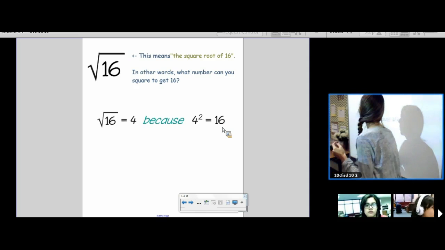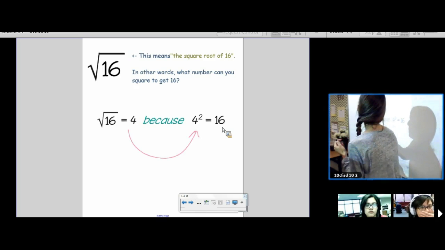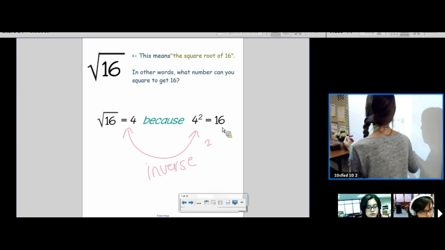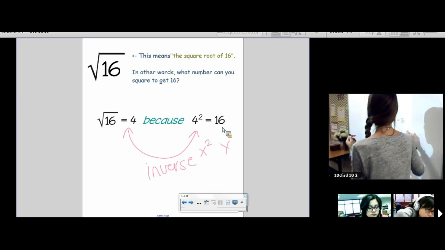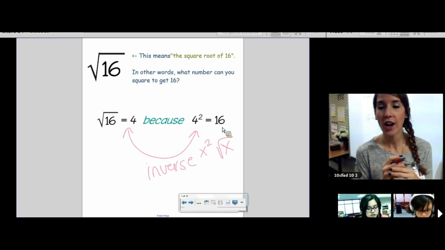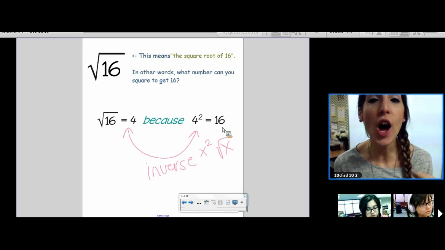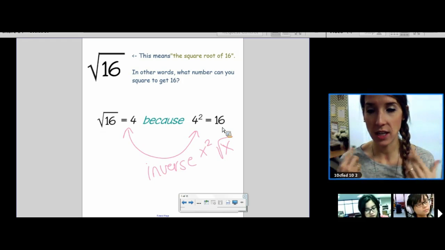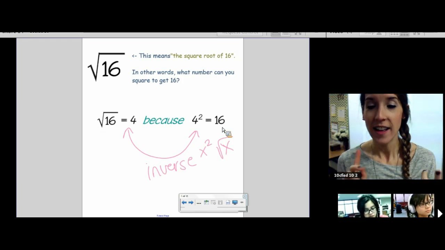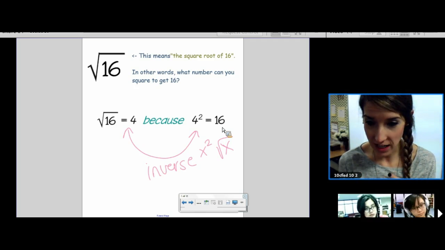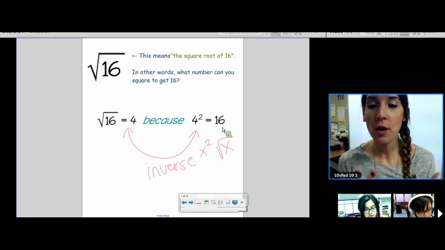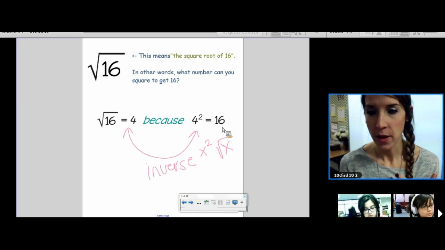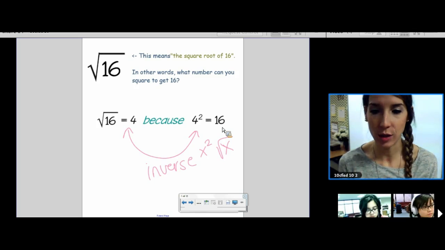These right here are called inverse operations. Inverse. So squaring, I'll put an X with it. Squaring and square rooting are inverse operations. They undo each other. The inverse of addition is subtraction. The inverse of multiplication is division. All of those undo each other. But the opposite of squaring something is square rooting. The opposite of square rooting is squaring.